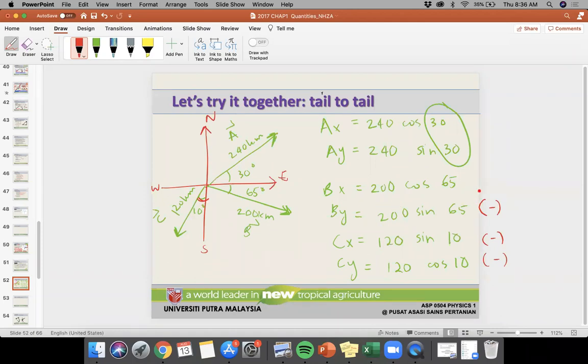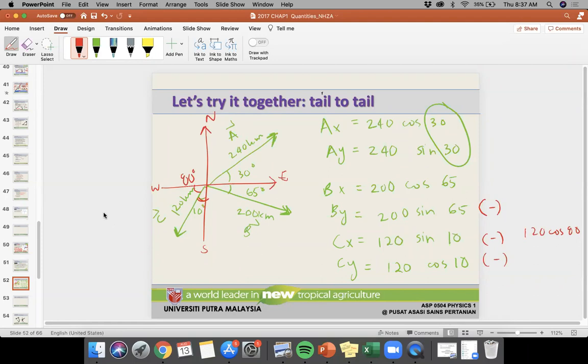Why is the vector C bounded to the y-axis? Why isn't it bounded to the x-axis with its 10 degrees? You can have it bounded to the x-axis. It's just going to be 80. So instead of 10, this will be 120 cosine 80.